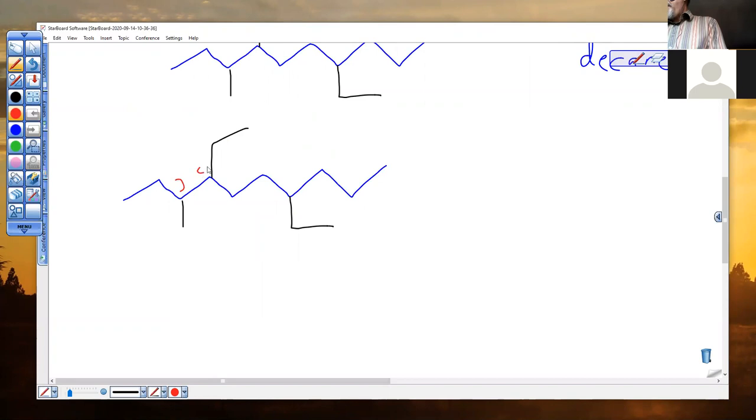The red method puts a group on 3, a group on 4. I can't draw a 3 apparently. And let's not, today seems like a day I might be miscounting a lot. 3, 4, 5, 6, 7. And we're ending with 10. And the green method, your first group isn't encountered until carbon 4. So green is wrong.